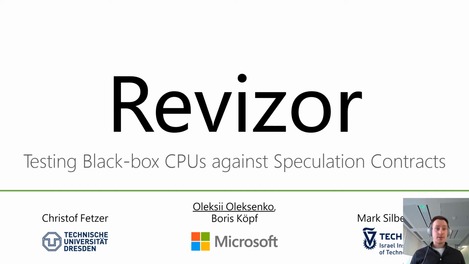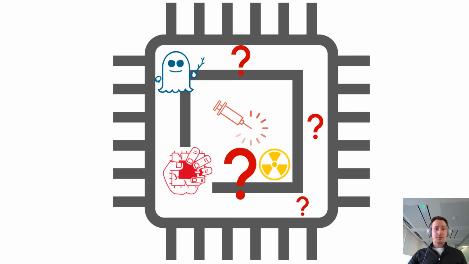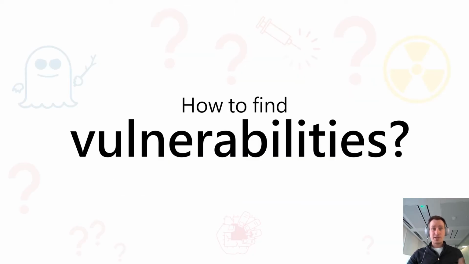Hi, I'm Oleksii Oleksenko, and today I will talk about finding speculative vulnerabilities in CPUs. Modern CPUs have loads of vulnerabilities like Spectre, Meltdown, MDS, and potentially many others that are yet to be discovered. But how do we find them?